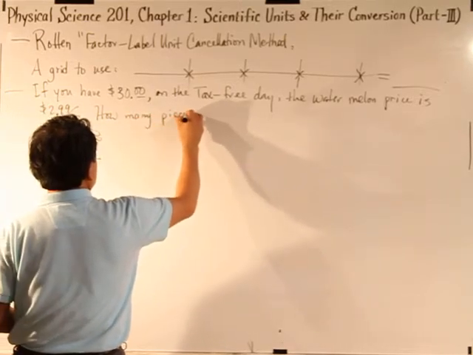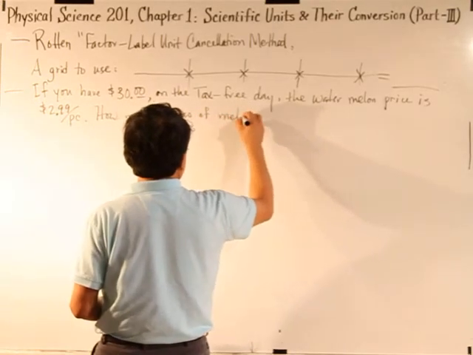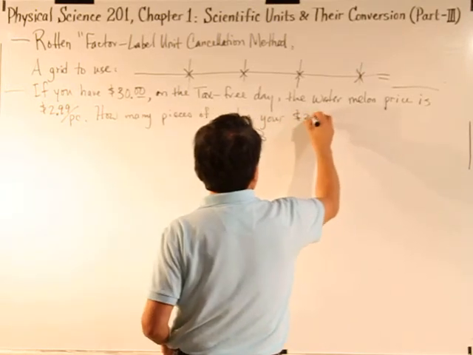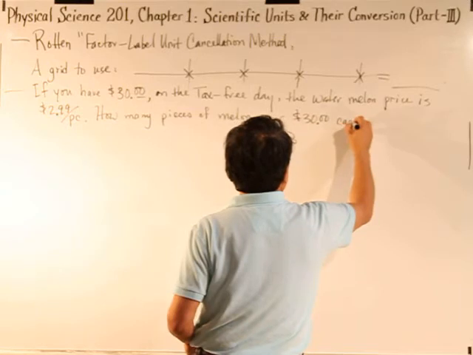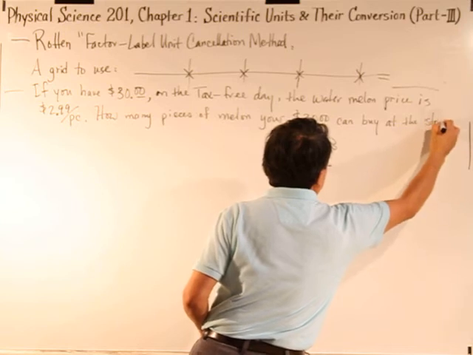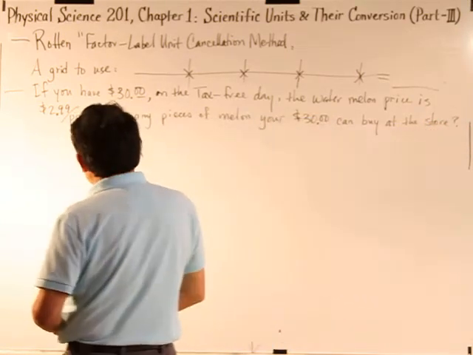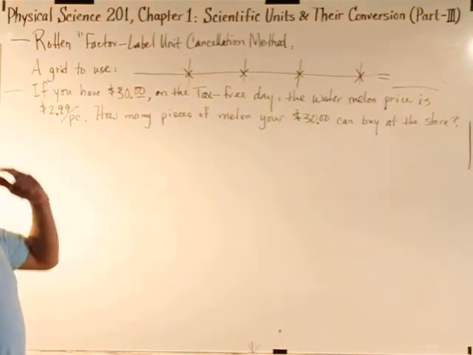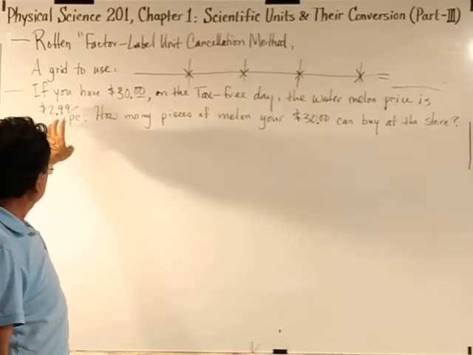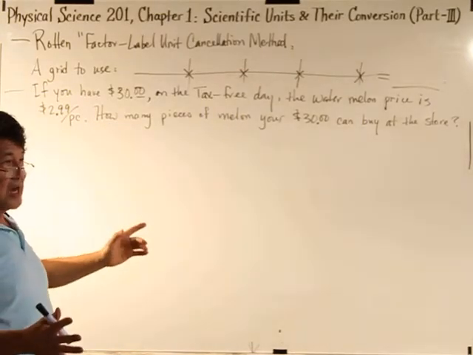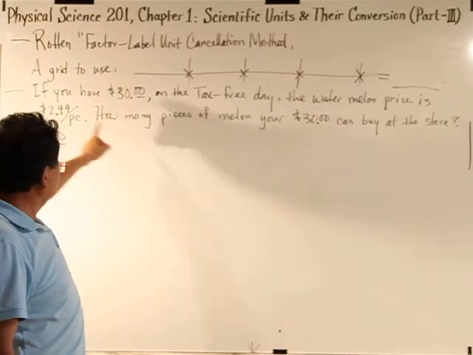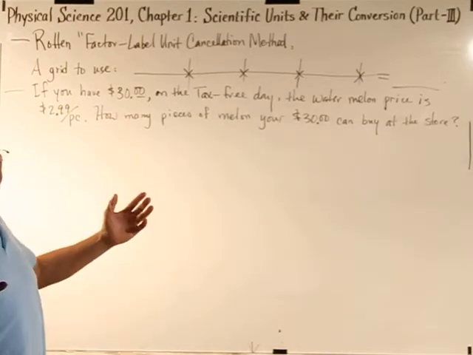Now the question is here, how many pieces of melon your $30 can buy at the store, say the Walmart, right? Now, what do you find as the answer from your brain? Your answer definitely will be 10, because tax-free, right? No tax. So $2.99, easily run up to $3, $30, 10 times of $3, so each piece is $3, the 30, 10 times, you can get 10 pieces.